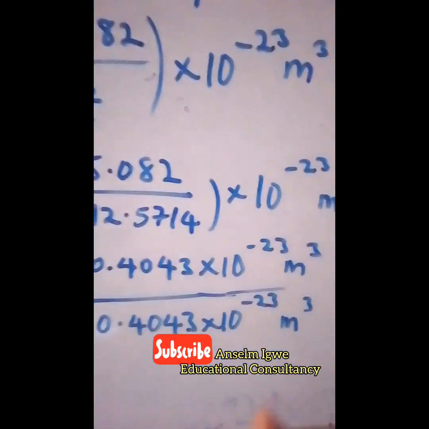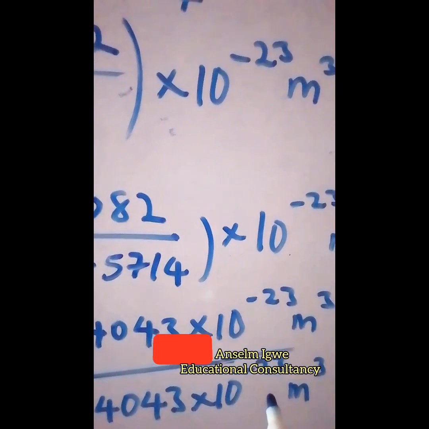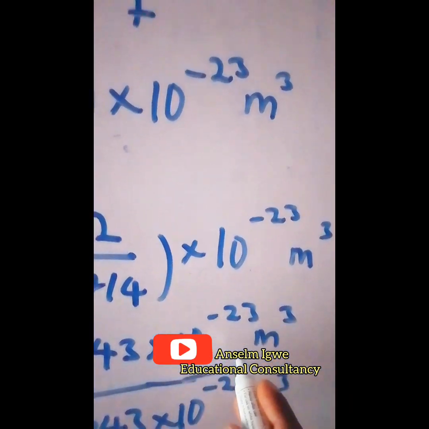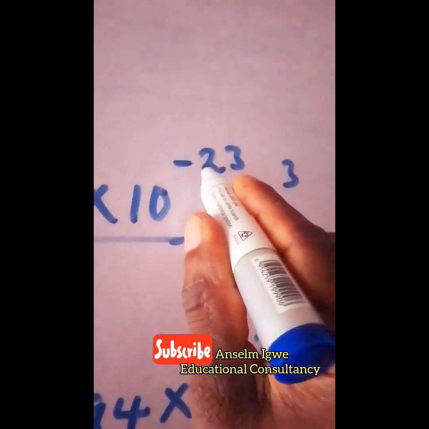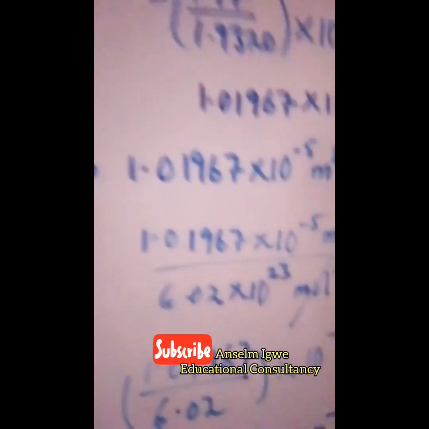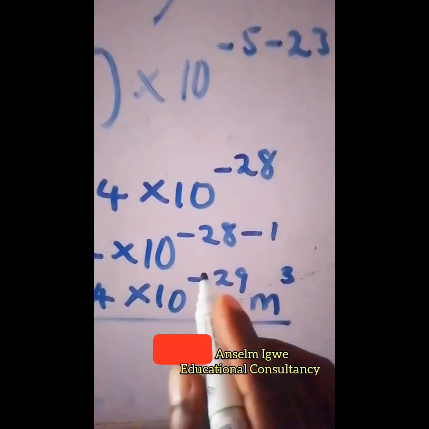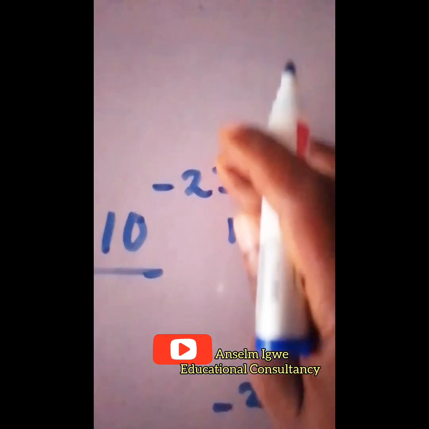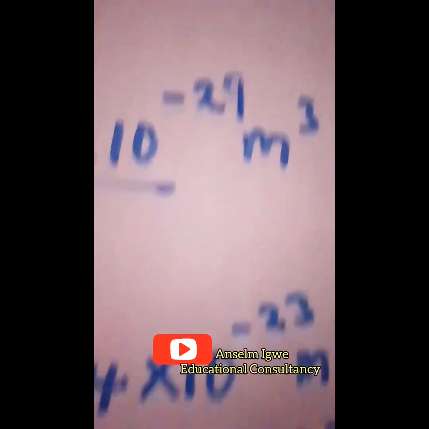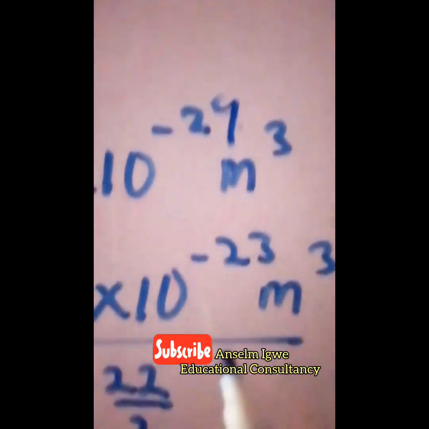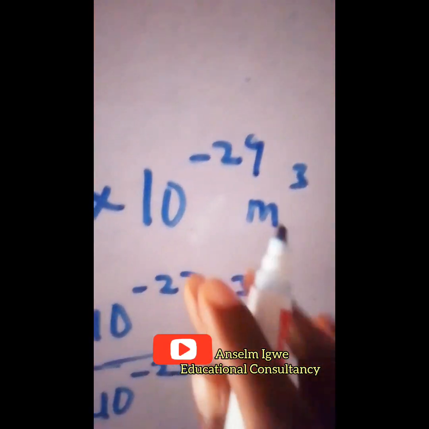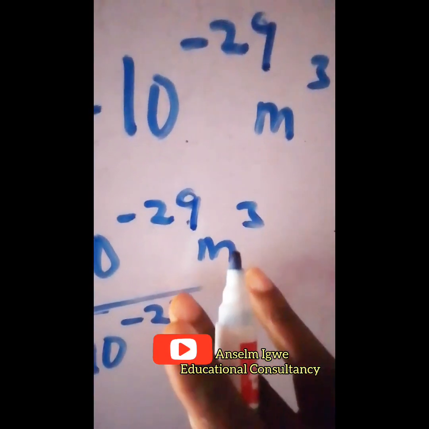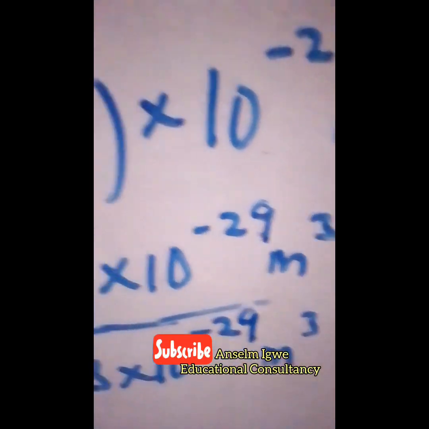Oh, wait a minute. I think this 23 shouldn't be. Look at this atomic volume. It's not supposed to be minus 23 at all. Let's go back. Look at it, it is minus 29. Sorry, so let's continue and trace that: minus 29 throughout.